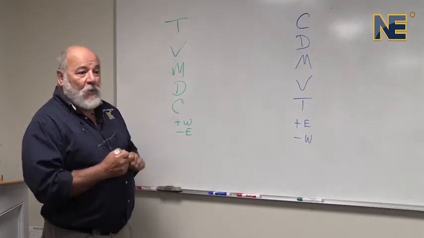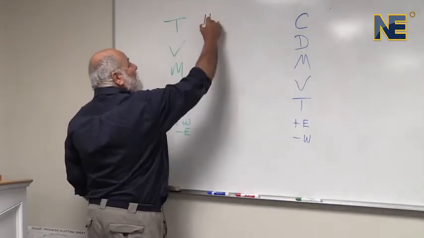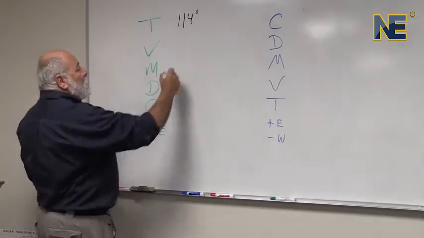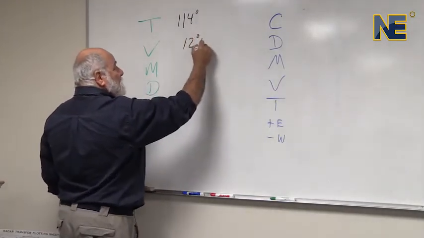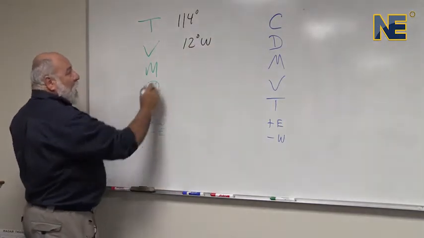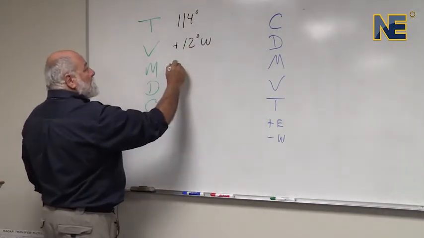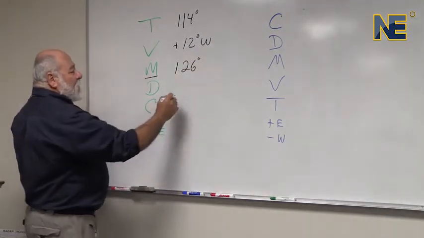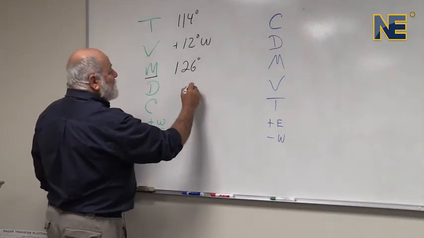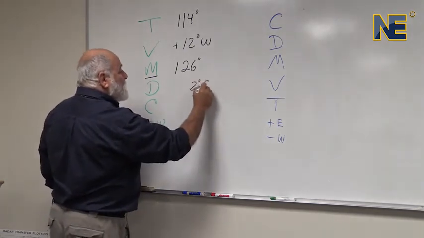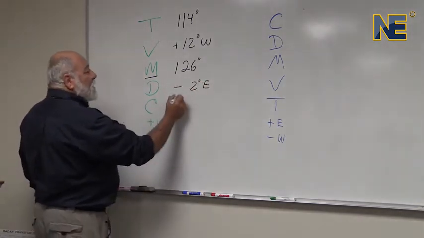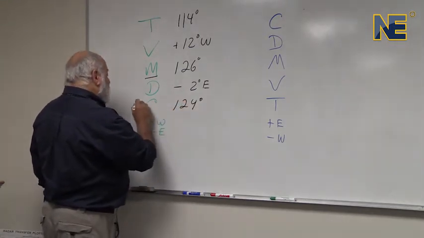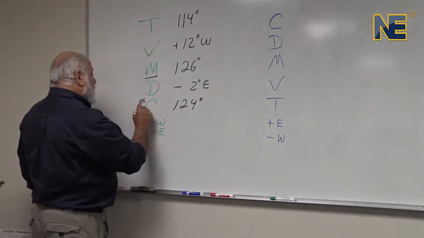So let's suppose that we had a true course of 114 degrees. And the variation for the area that we're in on the chart is 12 degrees west. We know that we're going to add west when we're going from true to compass, so we would get 126 degrees for our magnetic. If the deviation chart for our vessel is 2 degrees to the east, we know we would be subtracting 2. We would get 124 degrees for our per ship's compass or per magnetic compass course to steer.